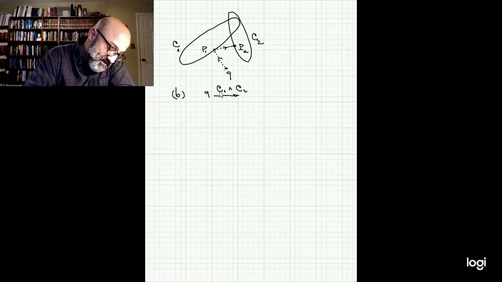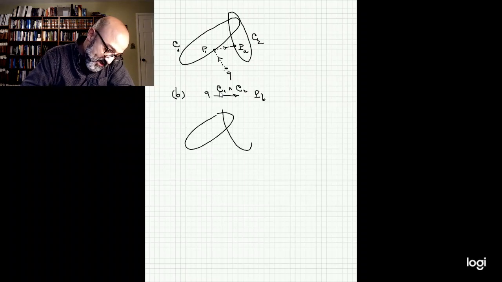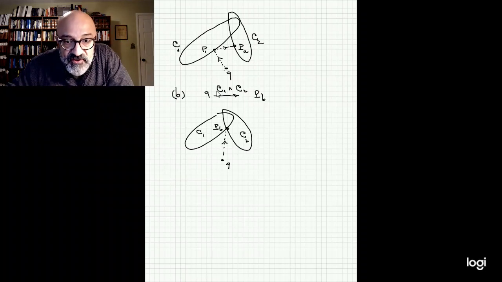Under those circumstances, we evolve to PB, and if I were to draw it all over again, I would draw something like this, where I start from Q, and then the update is directly to the intersection of C1 and C2, and that is PB. So you can clearly appreciate that PA and PB are different.